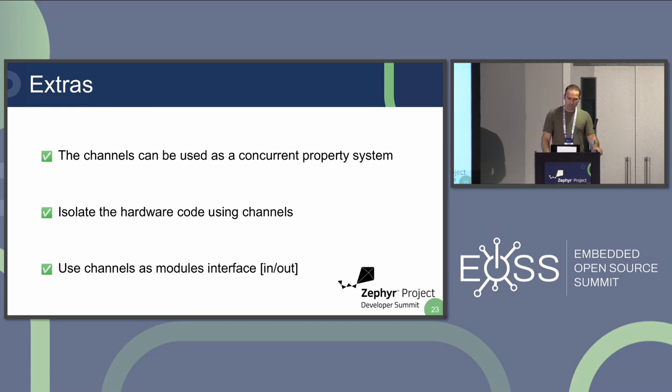And a good idea is to isolate hardware code from the application logic, and use channels as well. So you can do that to make the code more reusable and decoupled from the hardware and reuse that more. And you can use the channel as interfaces as well, right? You can make a big module with a lot of channels where you can put data in and put data out and reuse every part of that in other code, okay?